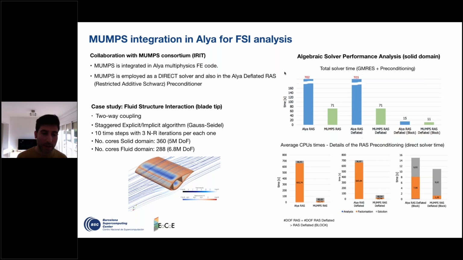As you can see here, if the problem is dominated by the factorization, we can have a very good improvement if we use MAMS instead of the factorization in our code. This is very dependent on the problem, and more cases have to be analyzed. It also depends on the physics, and there are a lot of things that depend on that. But these are some improvements that we saw together with the MAMS consortium.